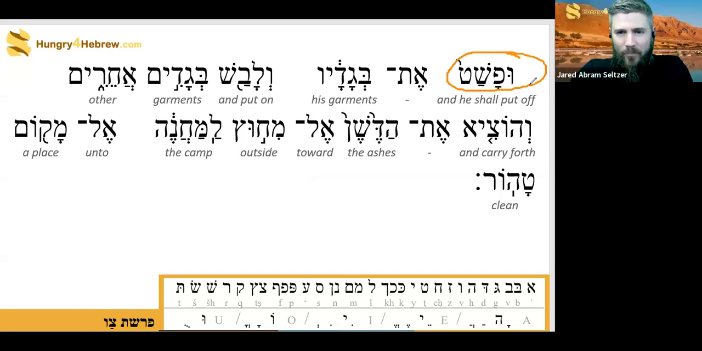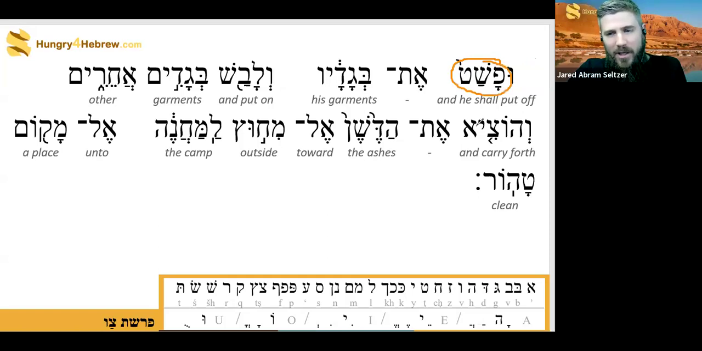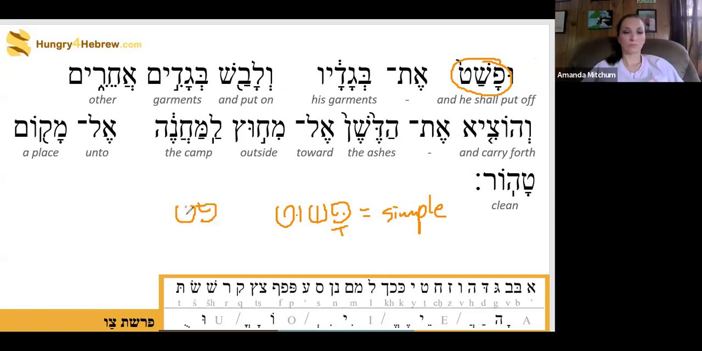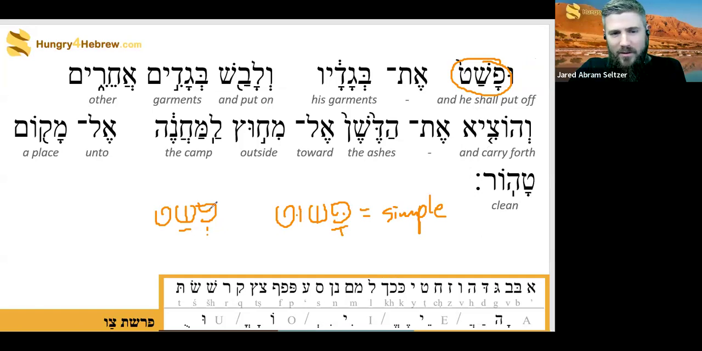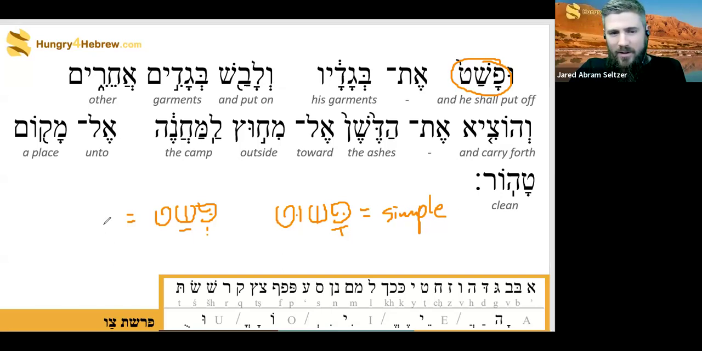All right. What form is that? Pashat. Does it always mean to take off, to put off? What's the meaning of pashut? Simple, straightforward. Has anyone ever heard of the peshat? Some sort of feast or celebration, holiday. No. The peshat is the straightforward, literal interpretation of a text.